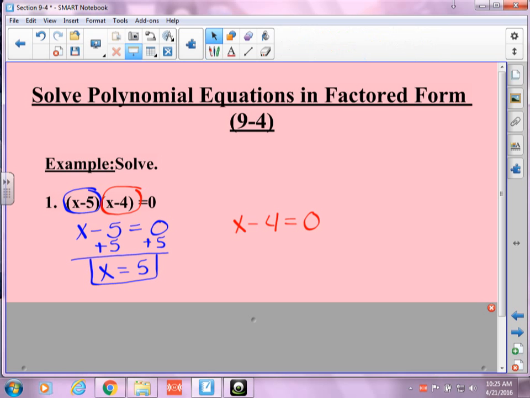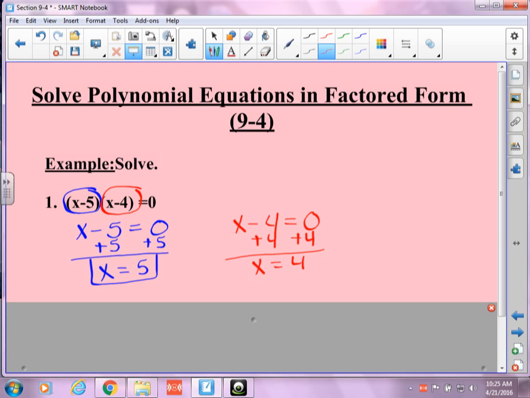Then I take the second equation. I'm going to do what with it? That's correct. I'm going to add 4. So x equals 4. And that's my second answer. You go, well, Mrs. Medvik, how can you have 2 answers for a problem like that? Well, let me show you.